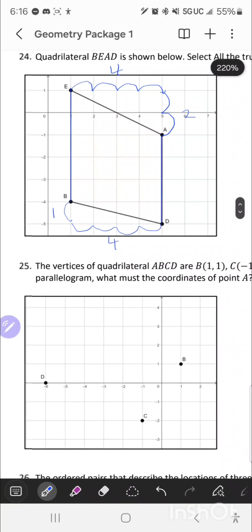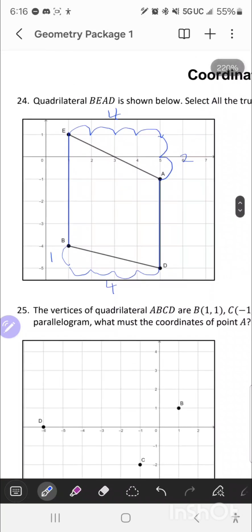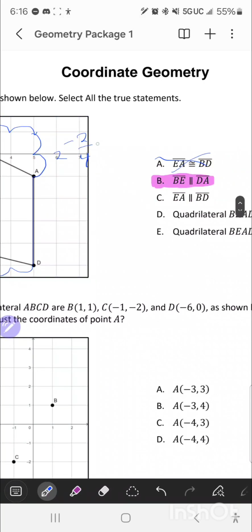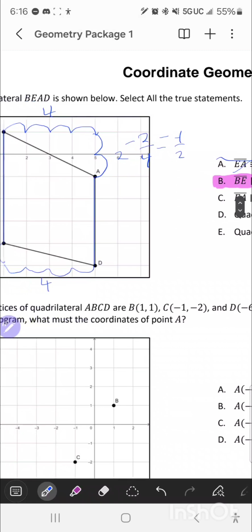This is the same as I explained before. It will be rise over run. So the rise is 2 and the run is 4, so it's going to be 2 over 4, and this is going down, so it's going to be negative. And so the slope for EA is going to be negative 1 over 2, if we simplify. Dividing, 2 divided by 2 is 1, and 4 divided by 2 is 2.